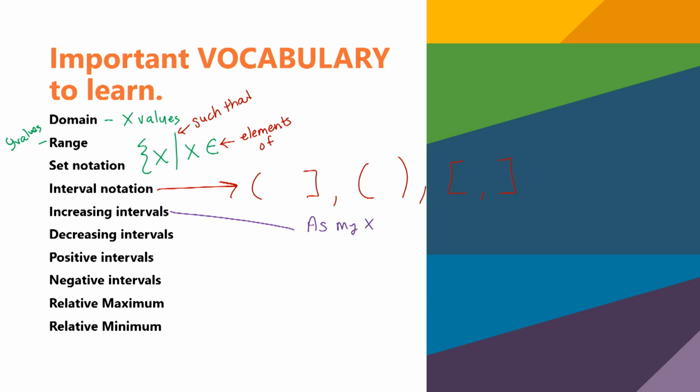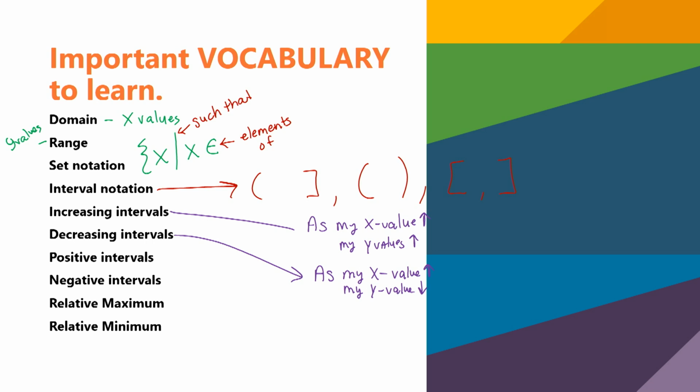Now when I have an increasing interval, as my x values increase, my y values increase. That's why it's called an increasing interval. So then if I go to the next one where it says decreasing, what do you think that's going to be? All right, maybe. But it is actually as my x values increase, my y values decrease. That's our decreasing interval.